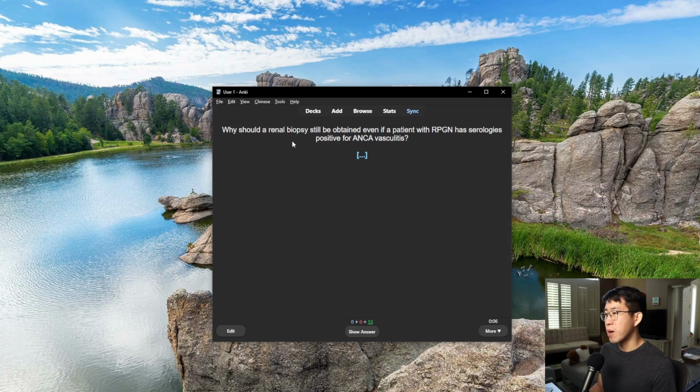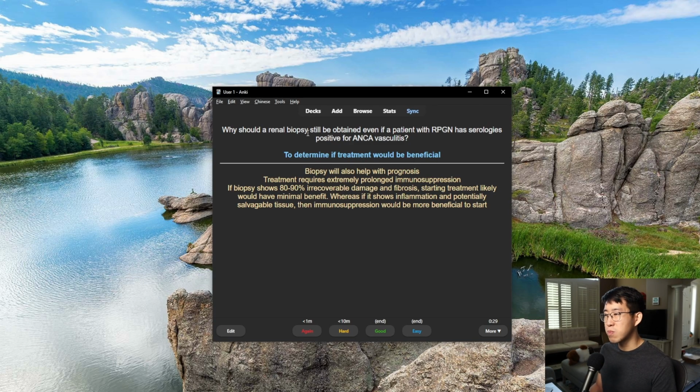Why should a renal biopsy still be obtained even if a patient with rapidly progressive glomerulonephritis has serologies that are positive for ANCA vasculitis? So with the positive serologies, wouldn't you expect you already know if this is GPA or MPO, for example? Well, actually, a renal biopsy is still very important to obtain in these patients because it actually will help you determine the prognosis.